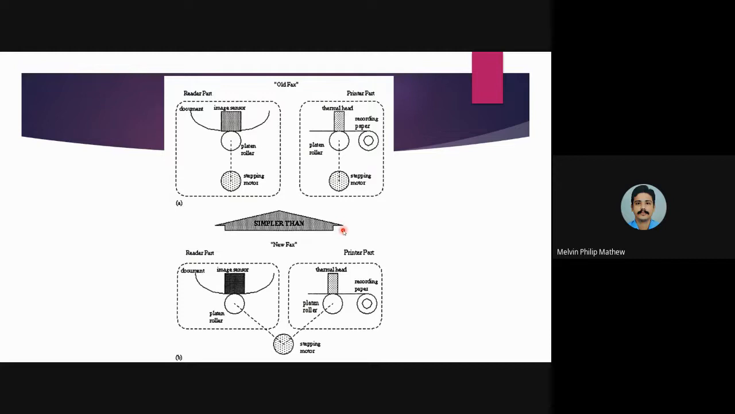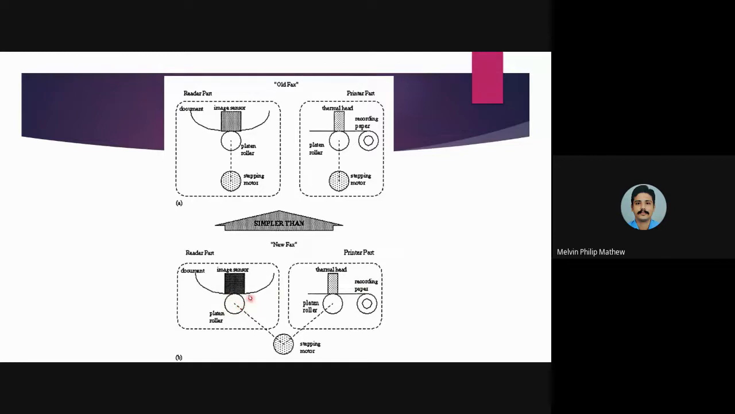When simplifying that, we provide a common stepping motor. You can see here there is a common stepping motor, and from its drive the printer roller and the reader roller rotate. This is the paper shown here, and here also this is the paper. It is written as recording paper, or the document. The paper has to be rolled inside a roller.